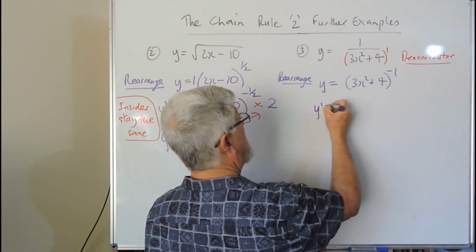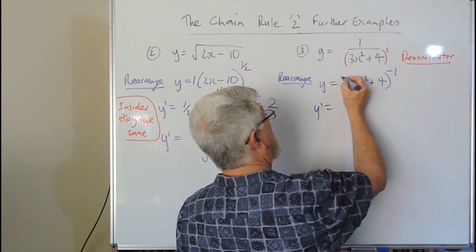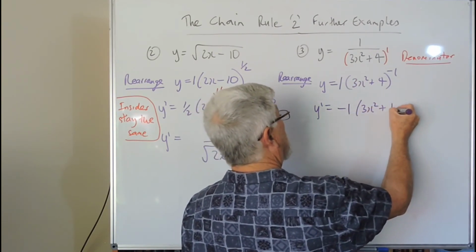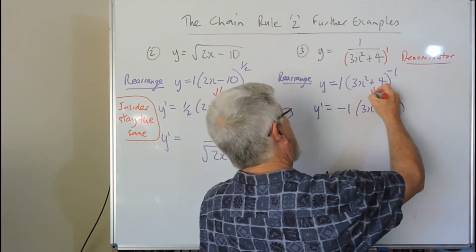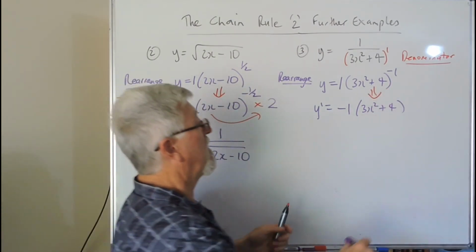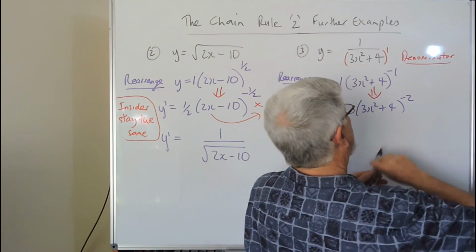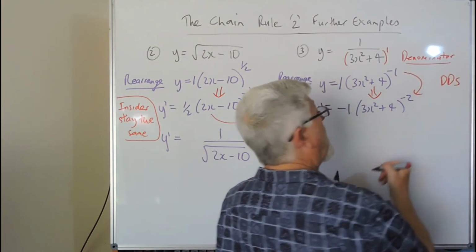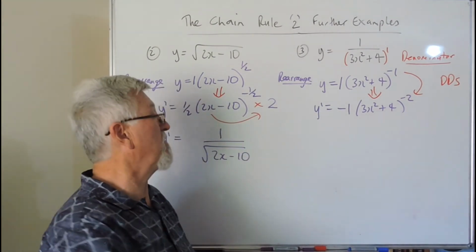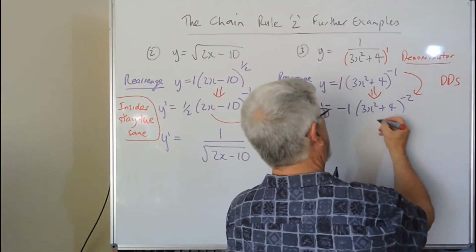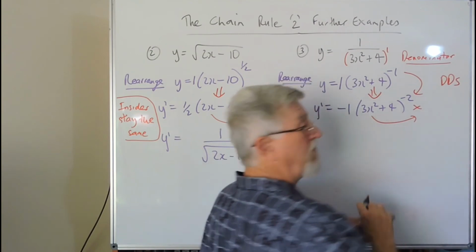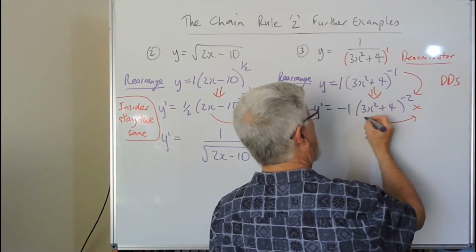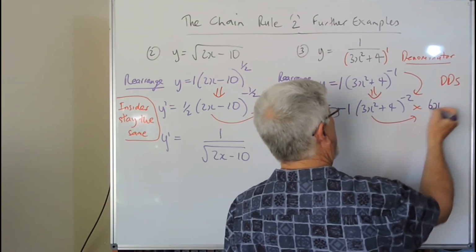So the derivative is, you multiply the power by the front, minus 1 by 1 is minus 1. And then you go the inside stay the same. The minus 1 becomes a minus 2. So what are you doing with the power? We're doing the DDs. Decrease the power by 1. So if you decrease minus 1 by 1, you're at minus 2. And the big thing that everyone forgets, multiplied by the derivative of the inside. So the derivative of 3x squared is 6x.